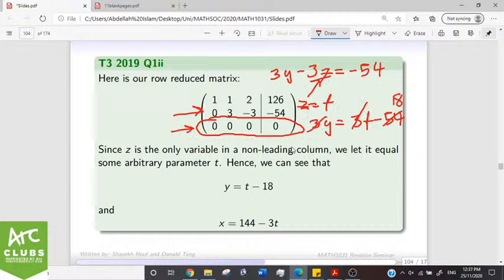And hence we get this equation for y. Doing the same for row 1 will give us this equation for x. Okay? And so what we have now is an equation for x in terms of t, for y in terms of t, and z is just t itself. And we can rewrite it to look like this.